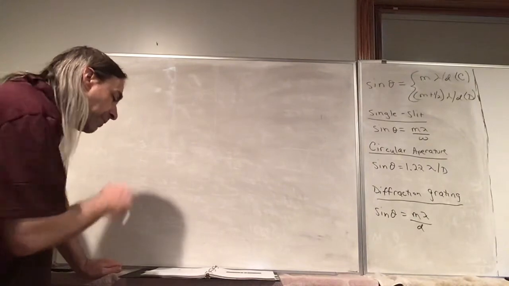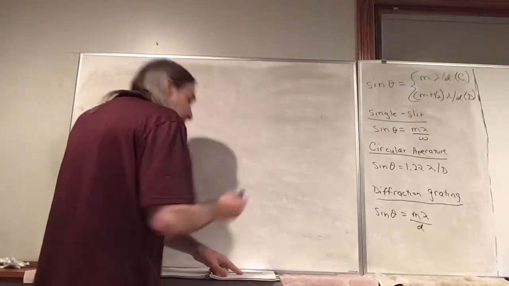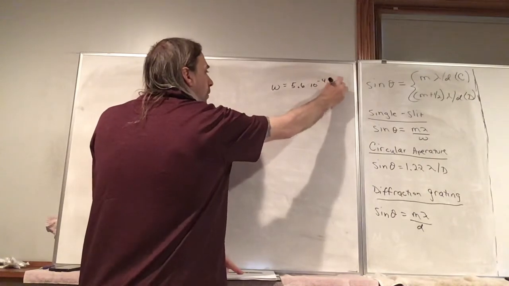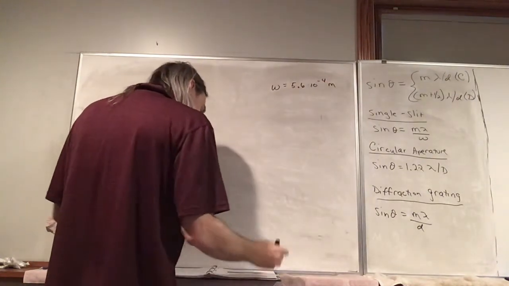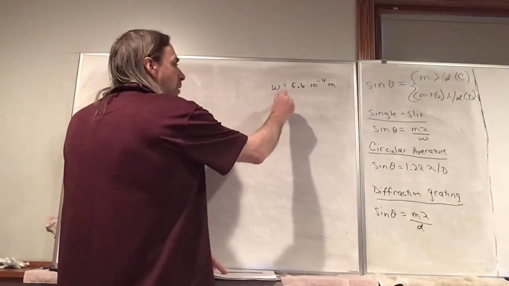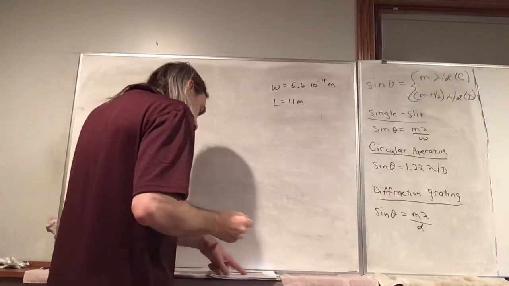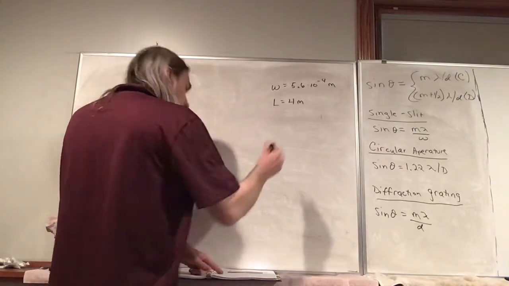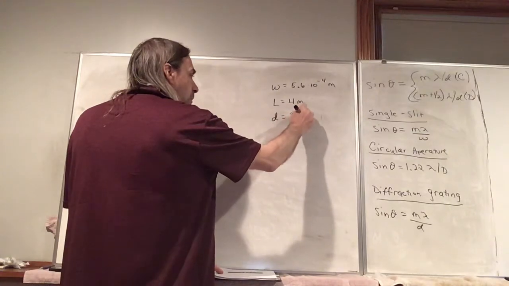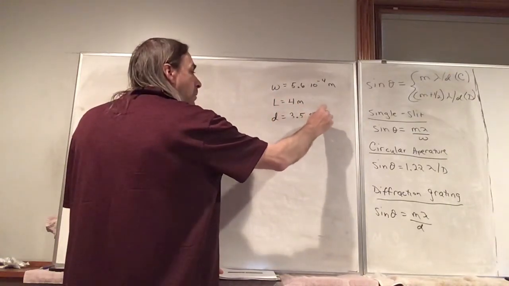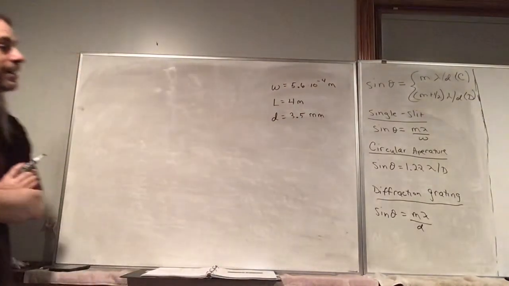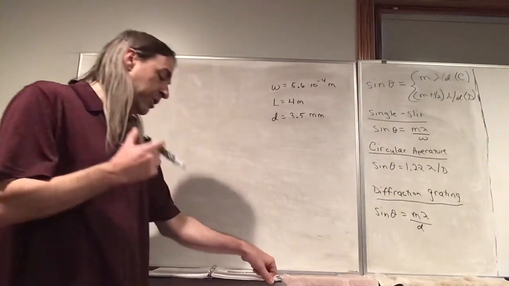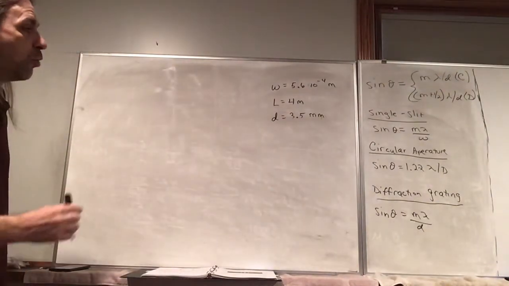So, light shines through a single slit whose width is 5.6 times 10 to the minus 4 meters. A diffraction pattern is formed on a flat screen located 4 meters away. The distance between the middle of the central bright fringe and the first dark fringe is 3.5 millimeters. So what is the wavelength of the light? So again, it's between the central bright fringe and the first dark fringe. So m would equal 1.